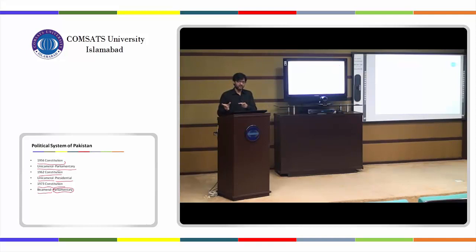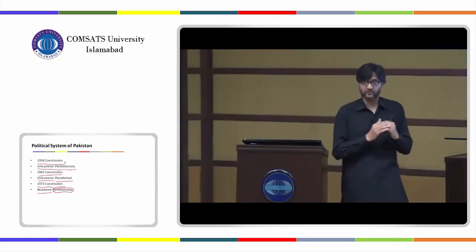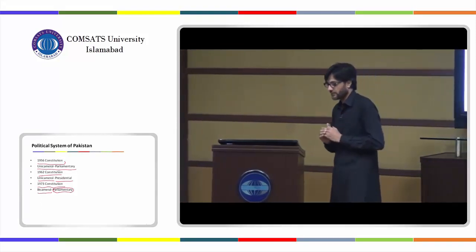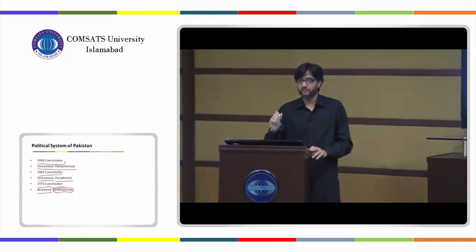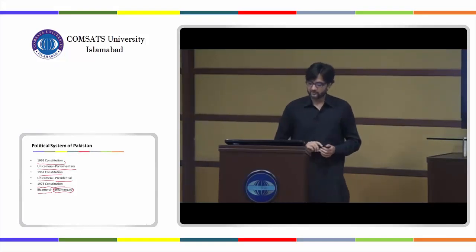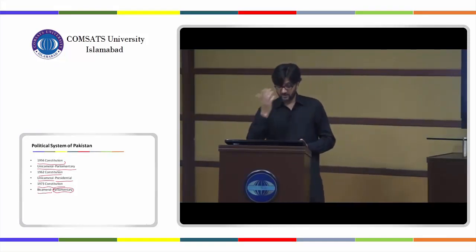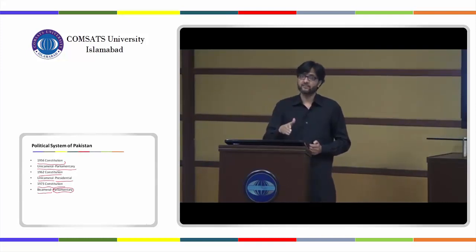And then that prime minister makes his own cabinet to run the daily affairs of the country. And these cabinet members are known as the ministers, because they had different ministries, and they run these ministries. So they are all supposed to be from within the parliament, right? Either a senator or a member of the National Assembly. So that is why it is known as the parliamentary system. Again, we have a parliamentary system under the 1973 constitution, and it is a bicameral legislature. So this is a brief about the political system in Pakistan.